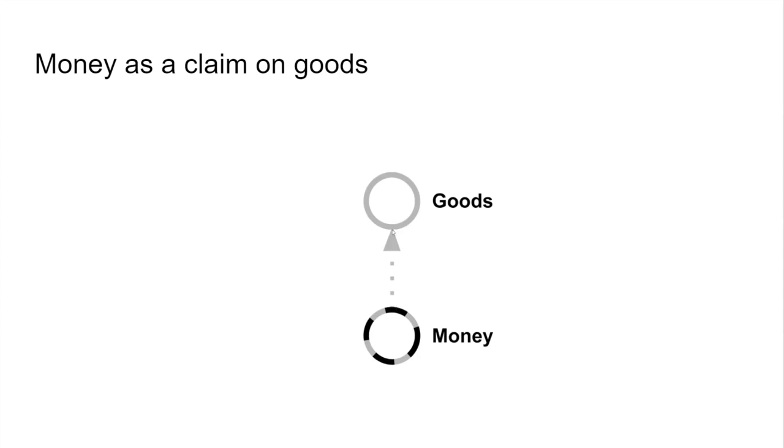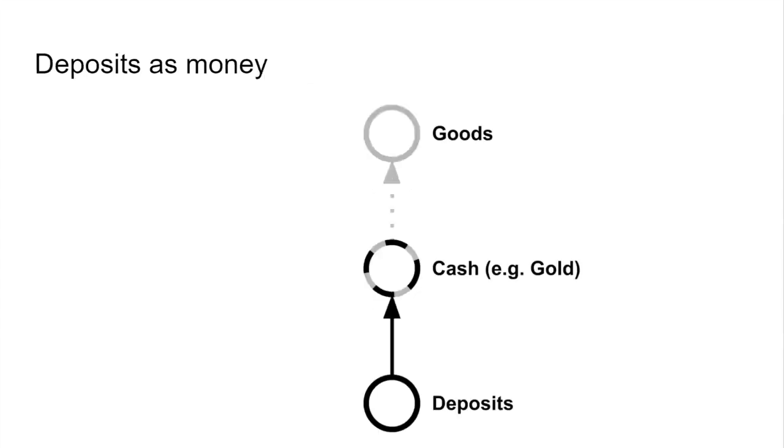Now, this price level isn't being actively stabilized or anything like that, but presumably we chose the particular commodity we chose, such as gold, because it had a reasonably stable price in the market. And well, that's part of what you need for something to be money. So that is commodity money. Money is a claim on goods.